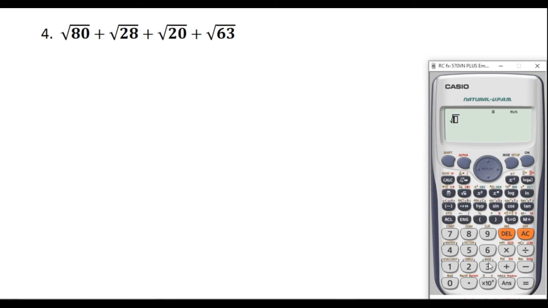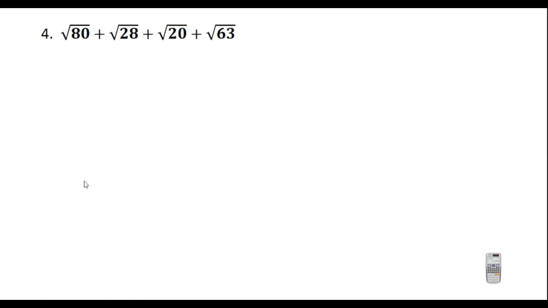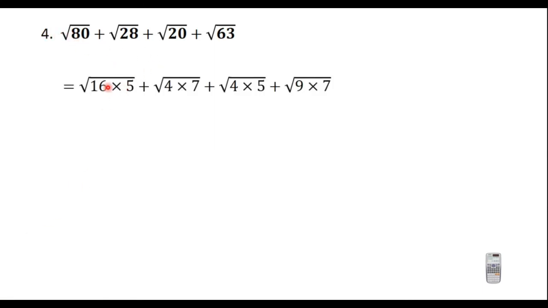Then square root of 63 will give us 3 root 7. So the perfect square we are looking for is 3 squared, which is 9. Then the other number is 7. So 63 will be replaced with 9 times 7. Then you proceed and simplify. So 80 will give us 16 times 5. 28 will give us 4 times 7. 20 will give us 4 times 5. And 63 will give us 9 times 7.